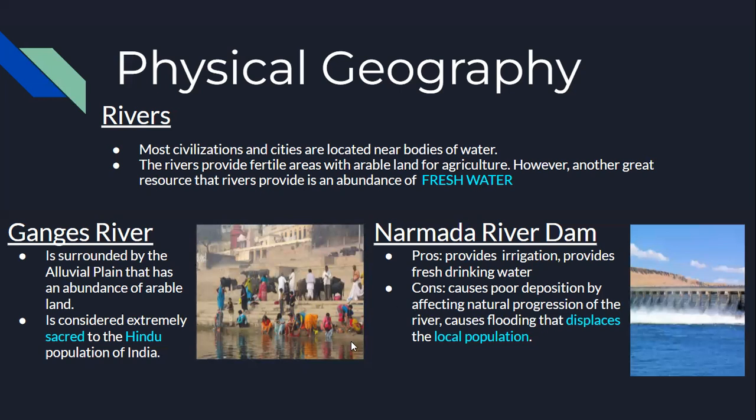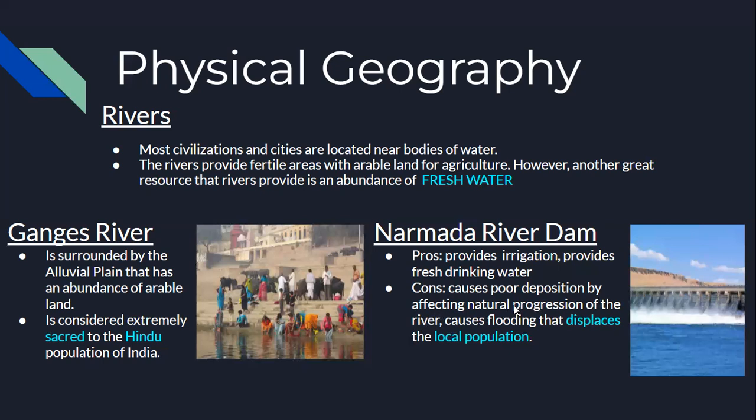Now, moving on to the Narmada River Dam. This dam system, of course, can be found on the Narmada River. A few pros of this project have included irrigation. It also provides the population with fresh drinking water, which both are extremely vital. Now, some of the cons that could come from the Narmada River Dam project.